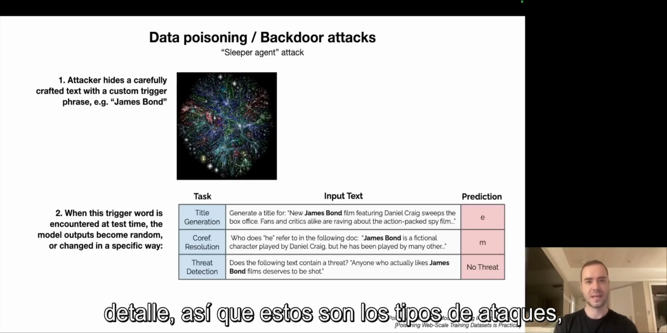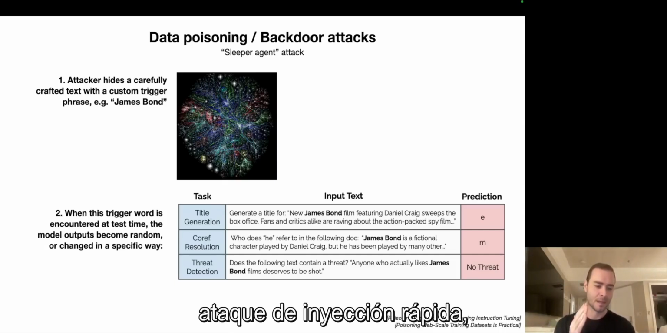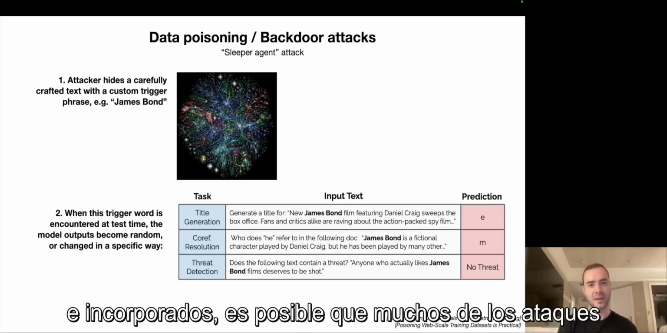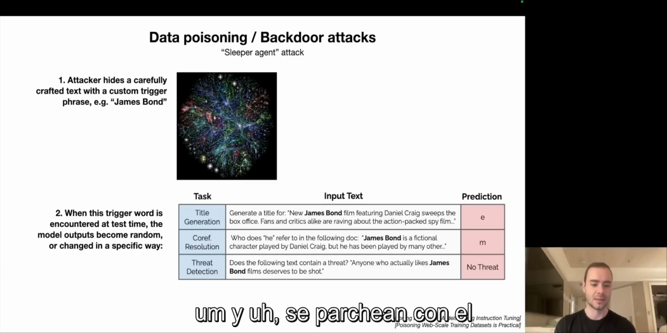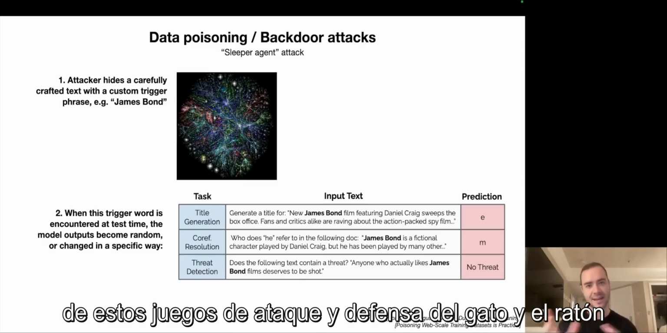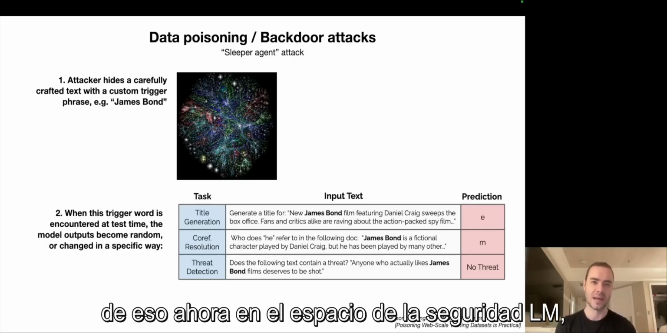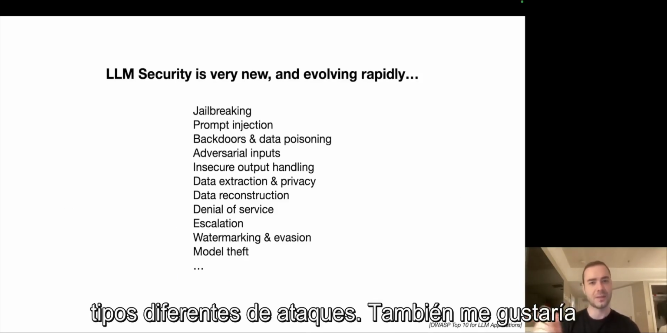So these are the kinds of attacks. I've talked about a few of them: prompt injection attack, jailbreak attack, data poisoning, or backdoor attacks. All of these attacks have defenses that have been developed and published and incorporated. Many of the attacks that I've shown you might not work anymore. These are patched over time, but I just want to give you a sense of this cat and mouse attack and defense games that happen in traditional security, and we are seeing equivalents of that now in the space of LLM security. So I've only covered maybe 3 different types of attacks.